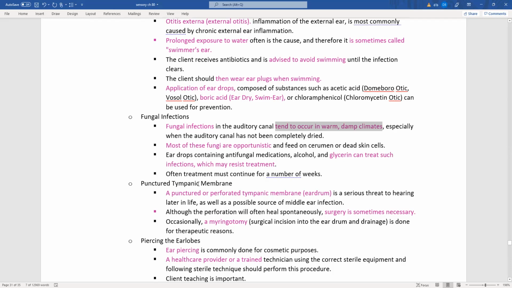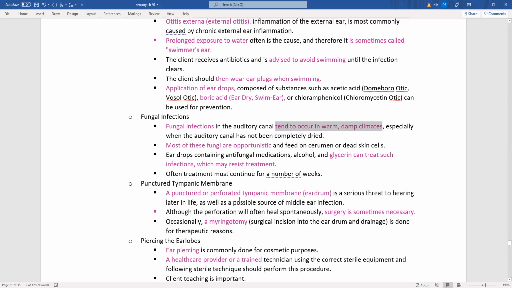Punctured tympanic membrane. A punctured or perforated tympanic membrane, that's just your eardrum, is a serious threat to hearing later in life, as well as a possible source of middle ear infection.